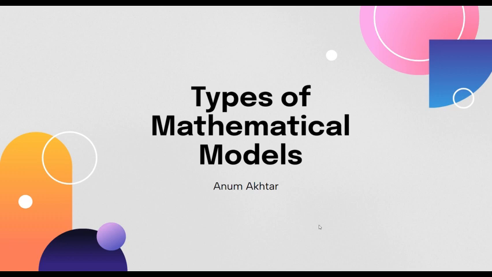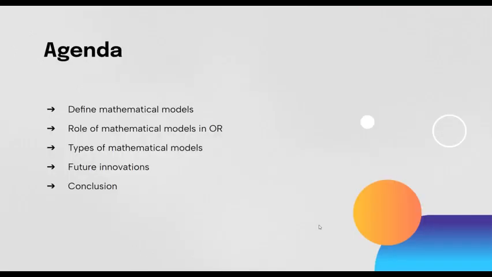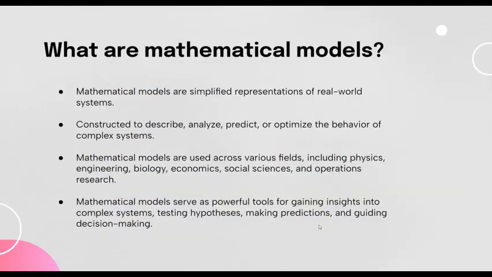Those purposes we will see, but first I will start off by highlighting the outline of this presentation. First, we will define the mathematical models, what mathematical models are. After that, the role of mathematical models in operations research. In the field of operations research, where and why mathematical models are used. Then the types of mathematical models, which are a lot, with categories and subcategories. After that, future innovations that are being made in the field of operations research and mathematical models, and then we will finally conclude the presentation.